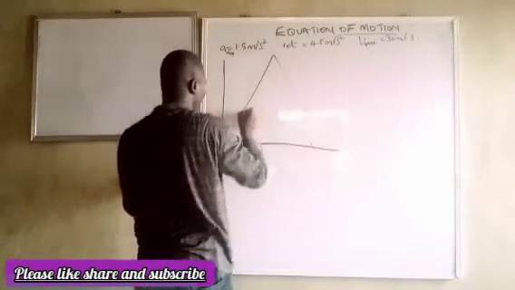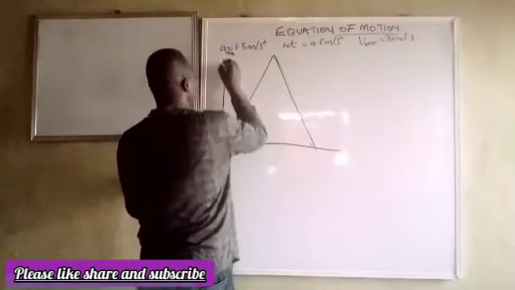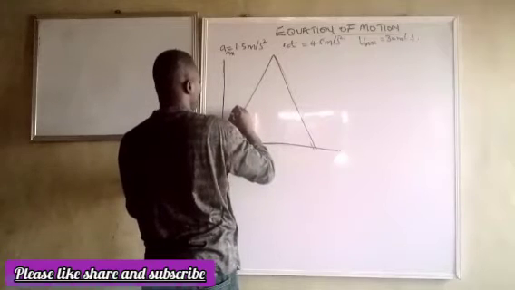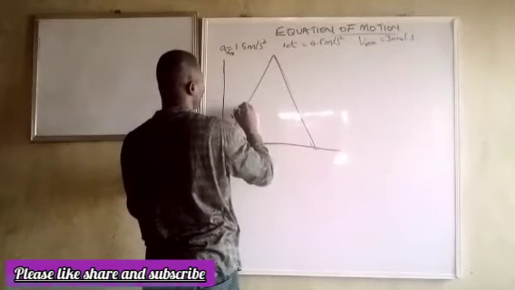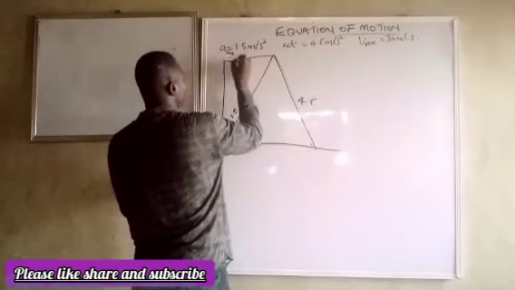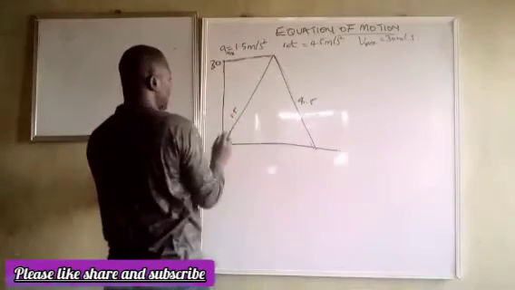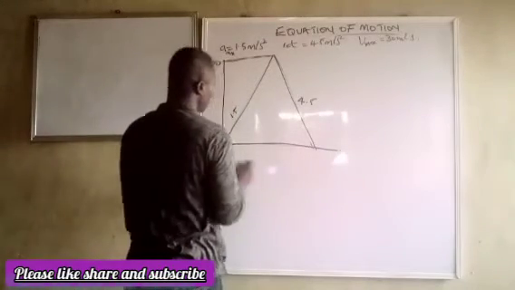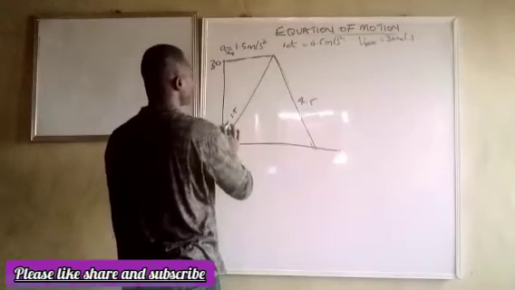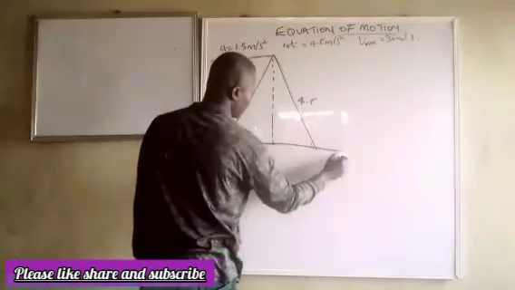So let's see. We have this one 1.5, this one is 4.5, and this one is 30. Those are the maximum conditions. So if it moves from rest to 30, how many seconds will that be?